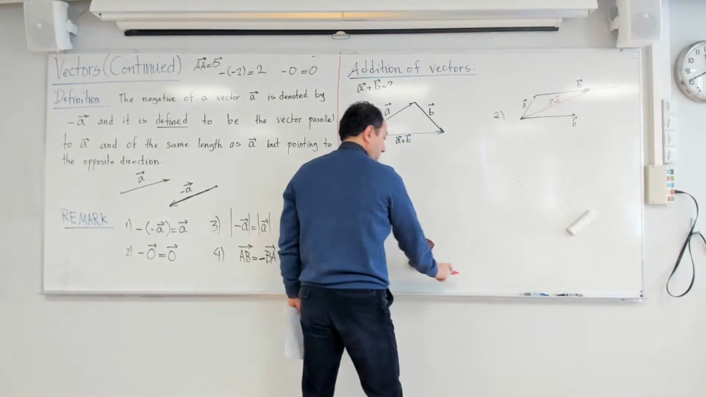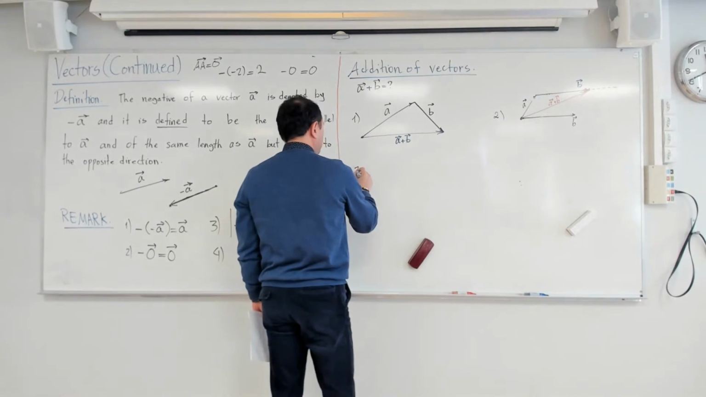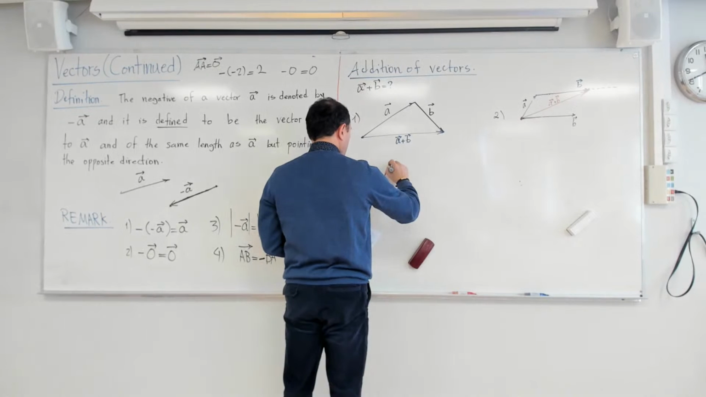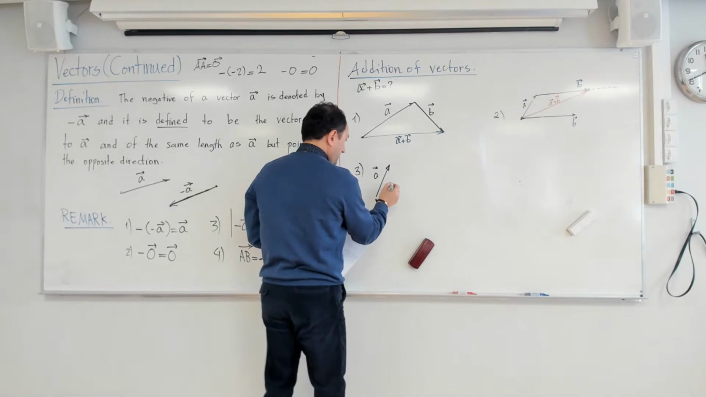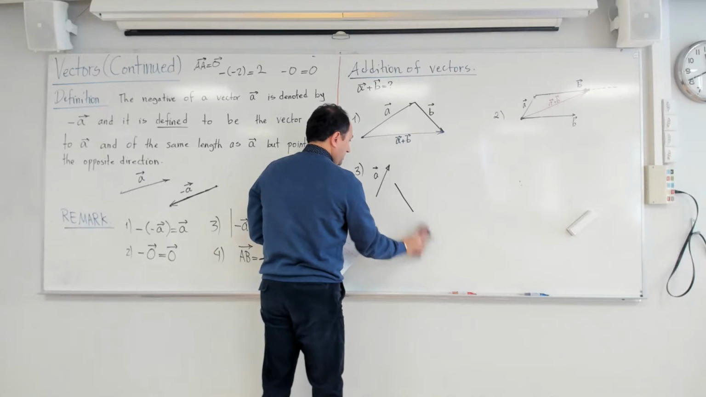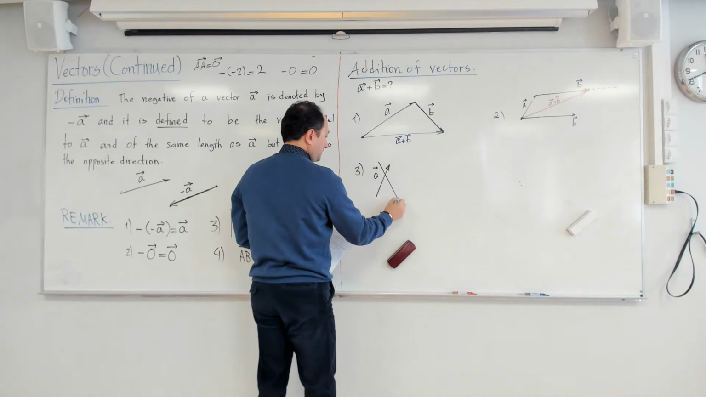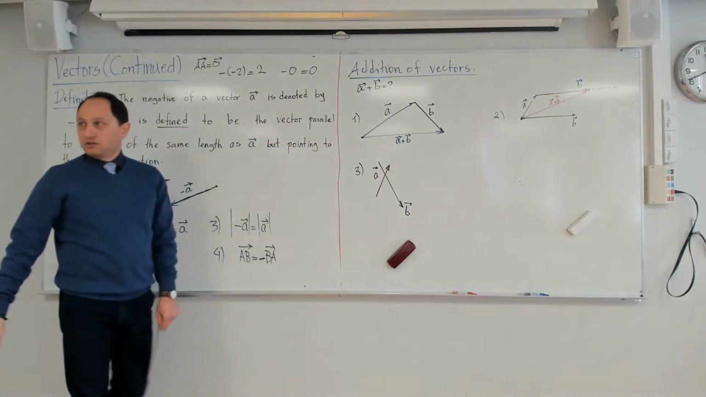So let me draw one more. So number 3. What happens if I have this situation? This becomes a little bit harder to draw precisely, but hopefully you understand what I mean. So I have this vector. Let me draw another vector in this form. I want to add these two vectors.